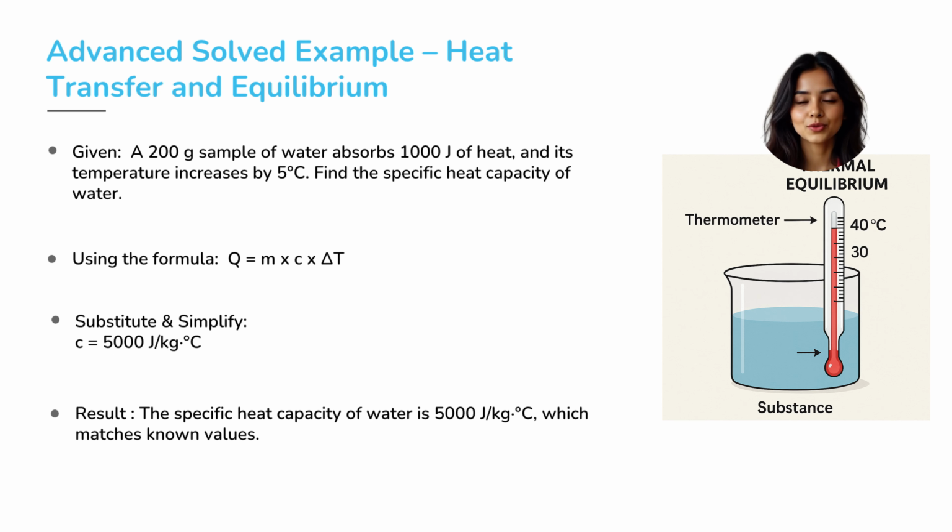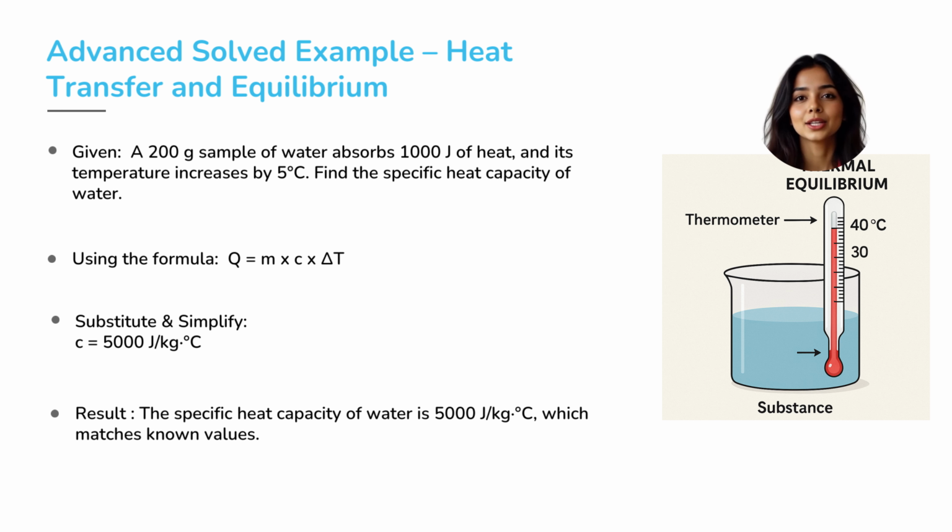Time to solve a real-world example. Let's say you have 200 grams of water and you add 1000 joules of heat to it. The temperature increases by 5 degrees Celsius. Now, let's find the specific heat capacity of the water. We'll use the formula Q equals m times C times delta T. Now, rearrange it to find C. C equals Q divided by the product of m and delta T.